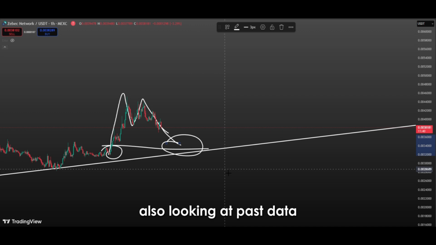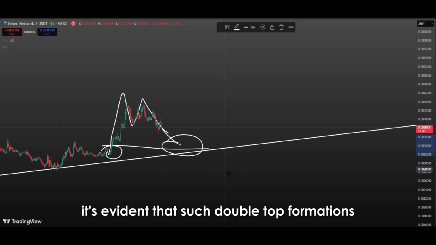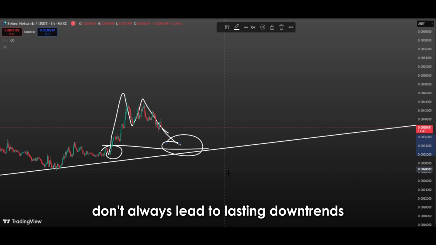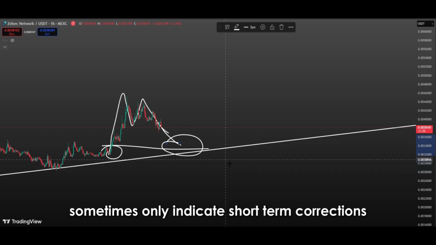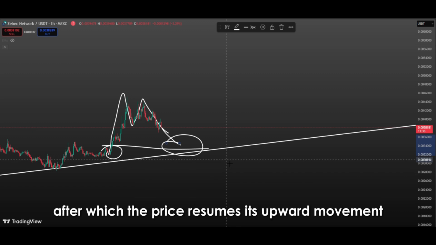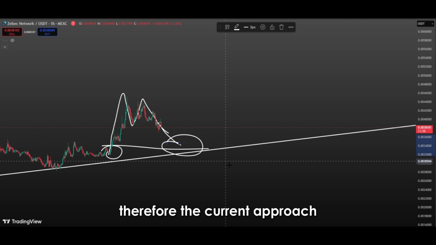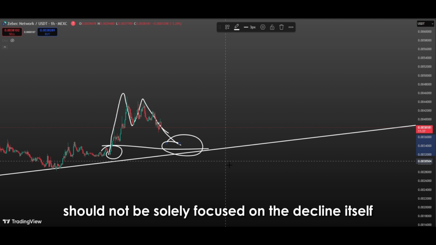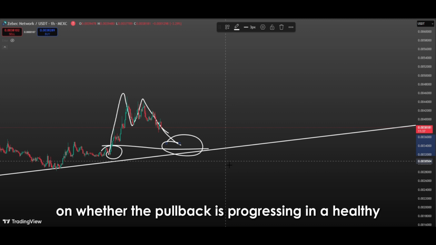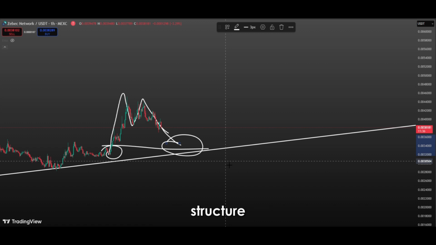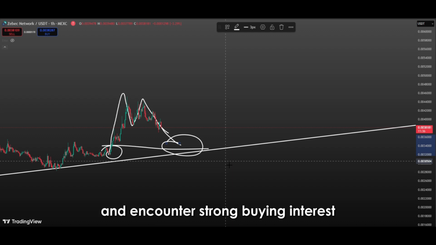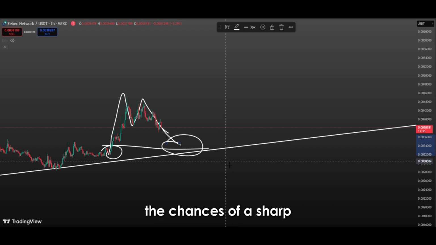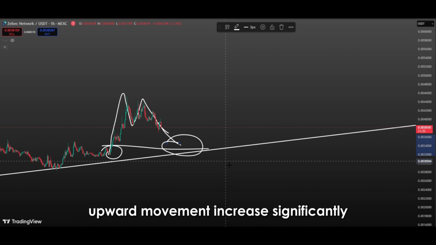Also, looking at past data, it's evident that such double top formations don't always lead to lasting downtrends. Especially in the crypto market, these formations sometimes only indicate short-term corrections, after which the price resumes its upward movement. Therefore, the current approach should not be solely focused on the decline itself, but also on whether the pullback is progressing in a healthy structure. If the price reaches the formation's starting point in a controlled manner and encounters strong buying interest, the chances of a sharp upward movement increase significantly.